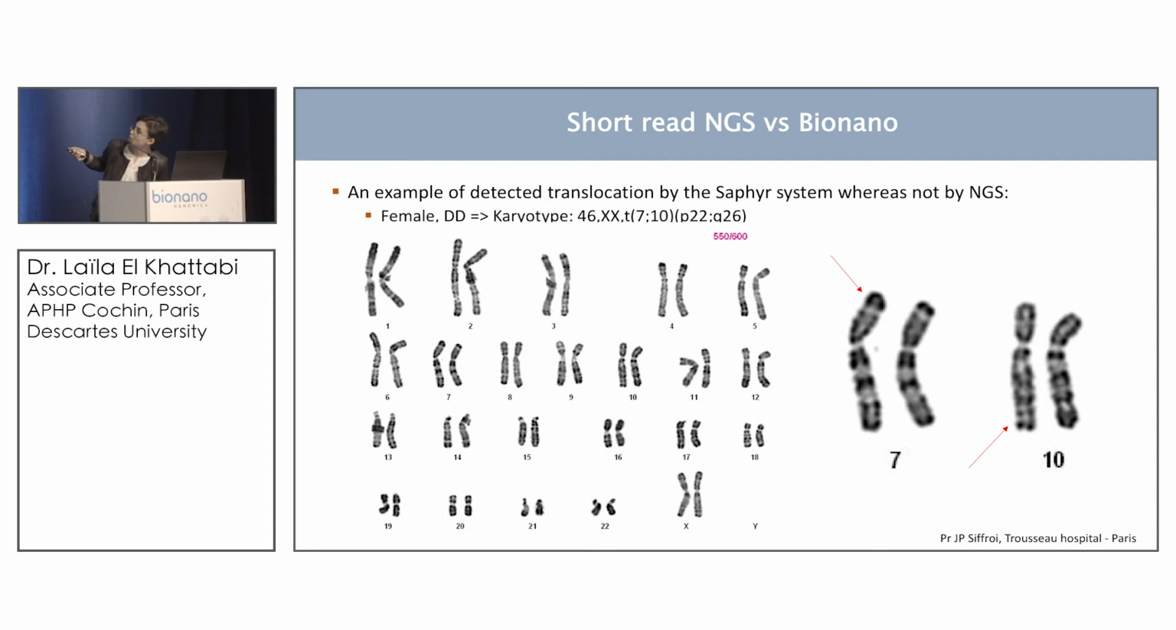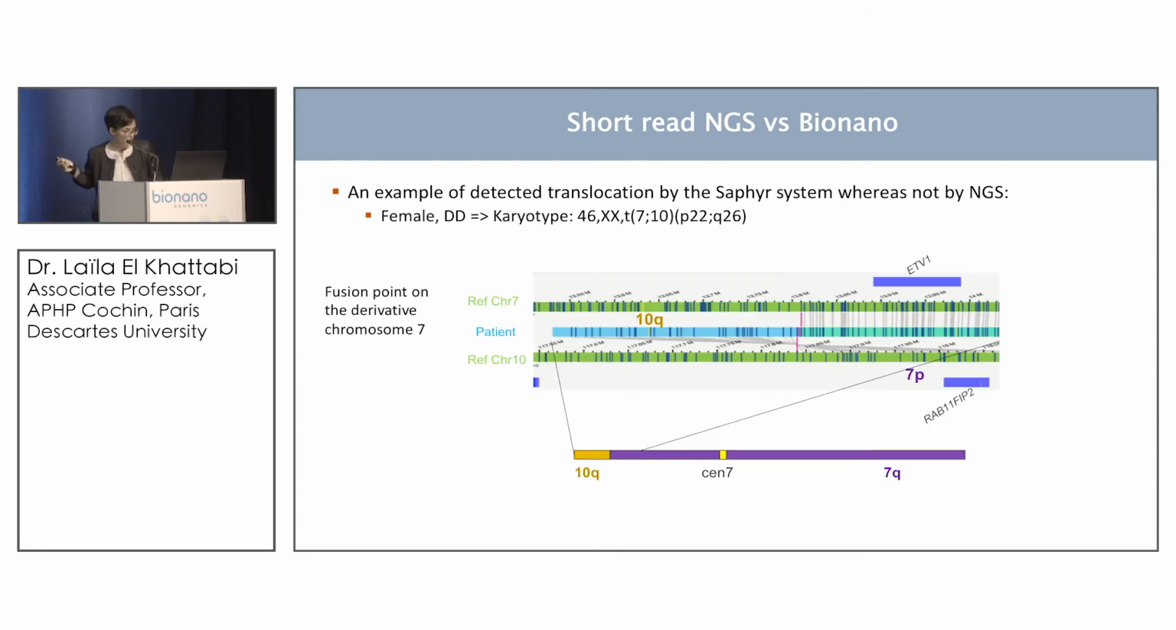I think we don't need to go through the details, but just to show you one example, this was a translocation between chromosome 7 and chromosome 10. We did not know why exactly NGS did not pick up this translocation, but now that we have the result from Bionano, we can go back to the NGS results and try to understand why it did not pick it up.